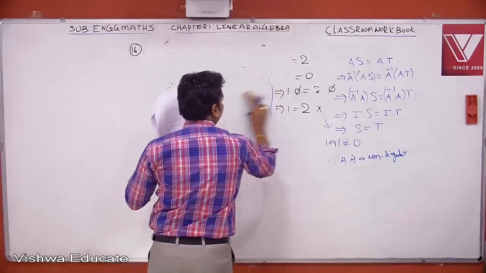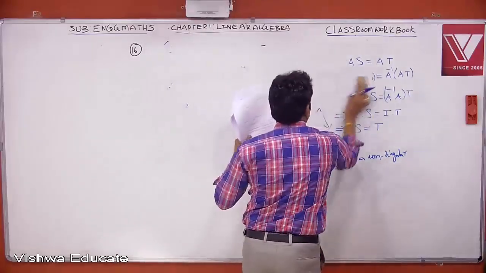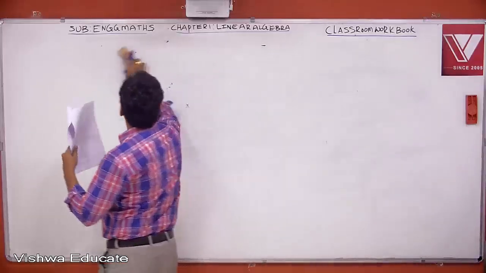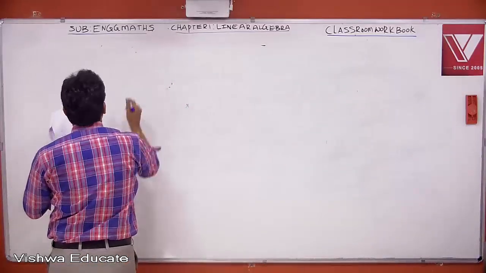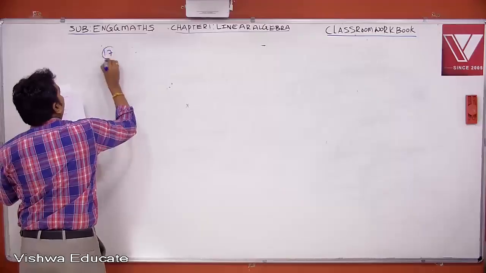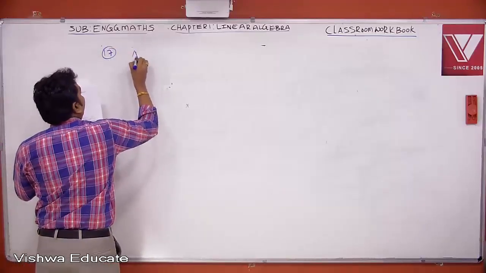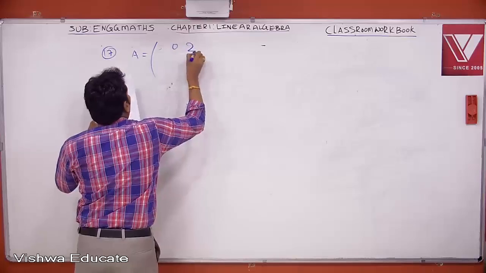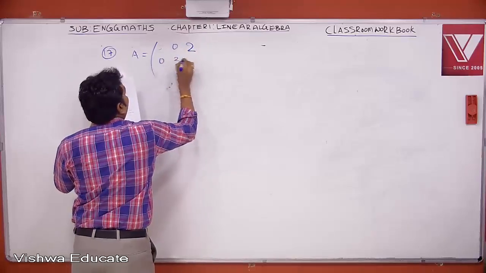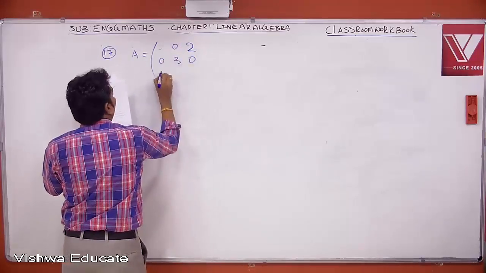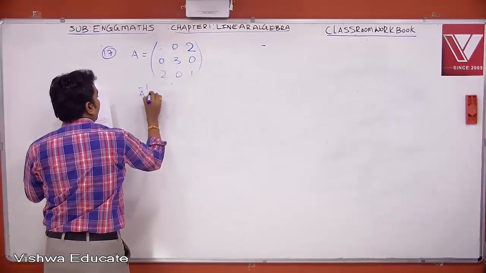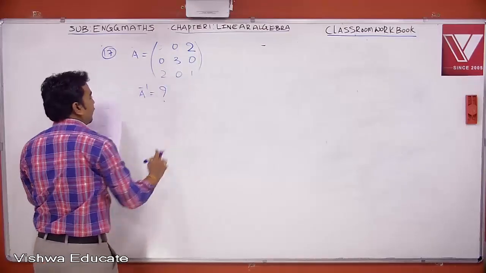Now let us move to question number 17. Given that A equals a 3 by 3 matrix 5 0 2, 0 3 0, 2 0 1. They were asking the inverse of this matrix. Options are given.